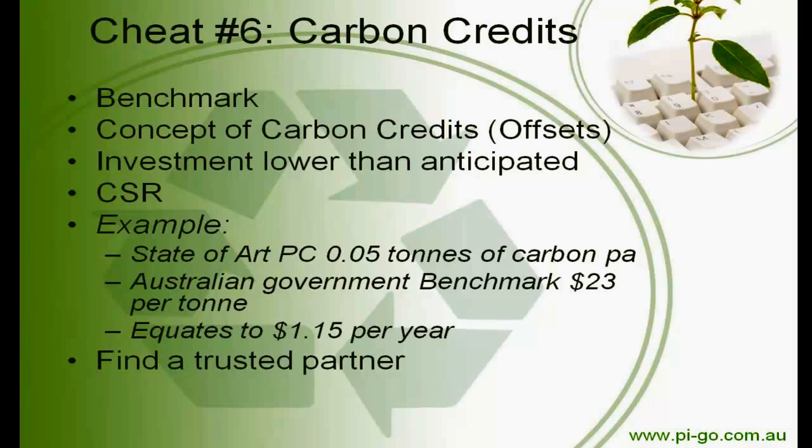Australian government's benchmark is $23 a tonne. That equates to $1.15 per year per PC, and you can have it carbon neutral. When you start looking at it like that, even if you build it into a lease, it's cents per PC a month, and you can end up with a complete carbon neutral ICT operation.